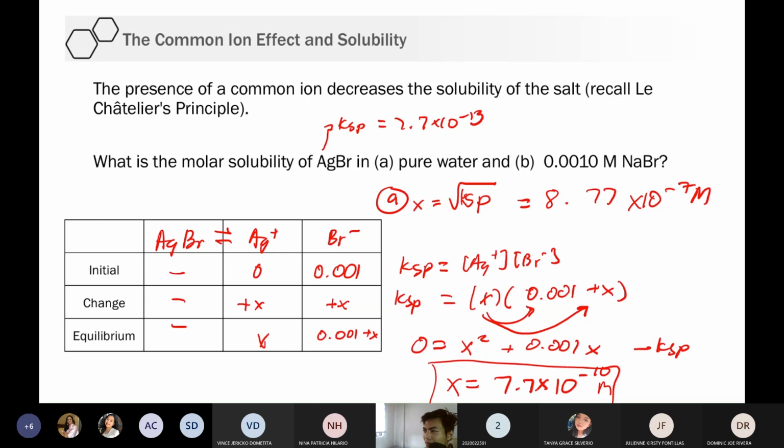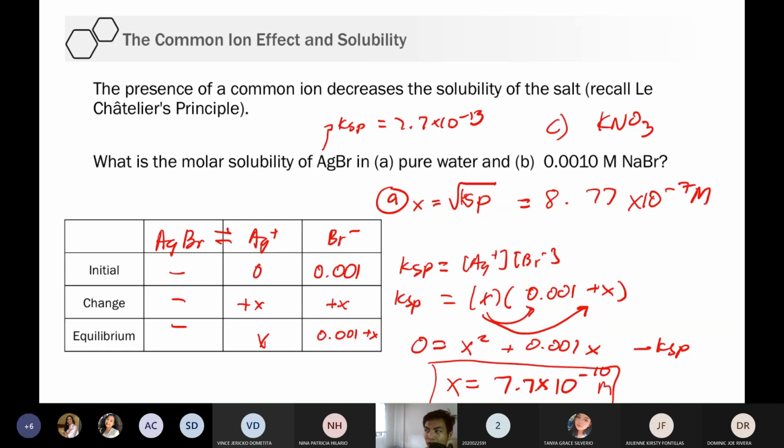So, ano nangyari? Sa solution ng water, ang solubility ng AgBr ay 8.77 times 10 raised to negative 7. Pero, sa solution ng NaBr, ang solubility ng salt natin ay 7.7 times 10 raised to negative 10. So, the solubility was decreased by 1,000. No? 1,000 times siyang mas naging less soluble because of the presence of the common ions. Okay. So, yun yung reason bakit mas soluble yung AgBr sa water lang kaysa sa NaBr. Okay? So, yun. What if, kunwari, meron kang, let's say, KNO3.